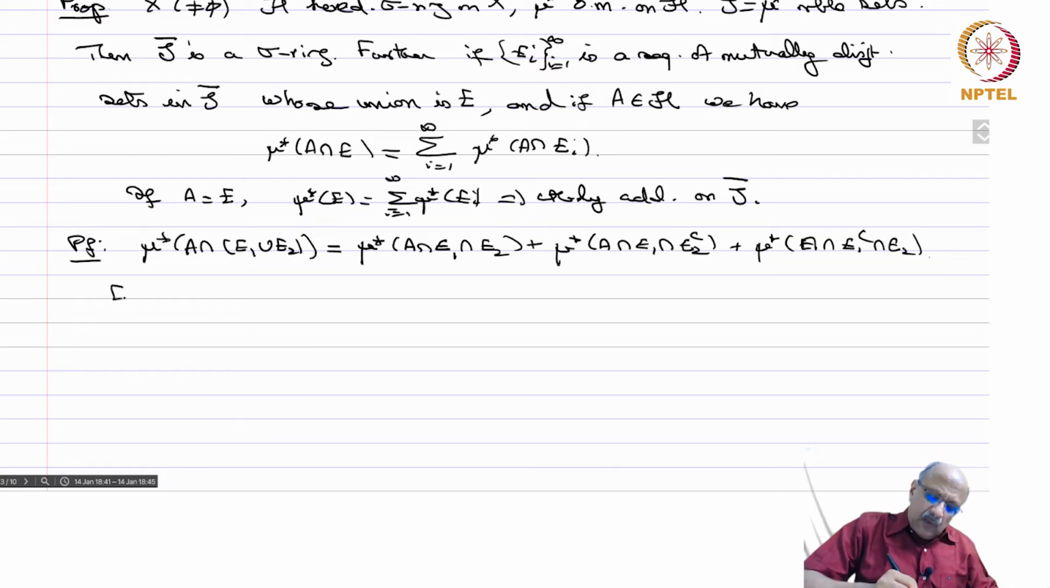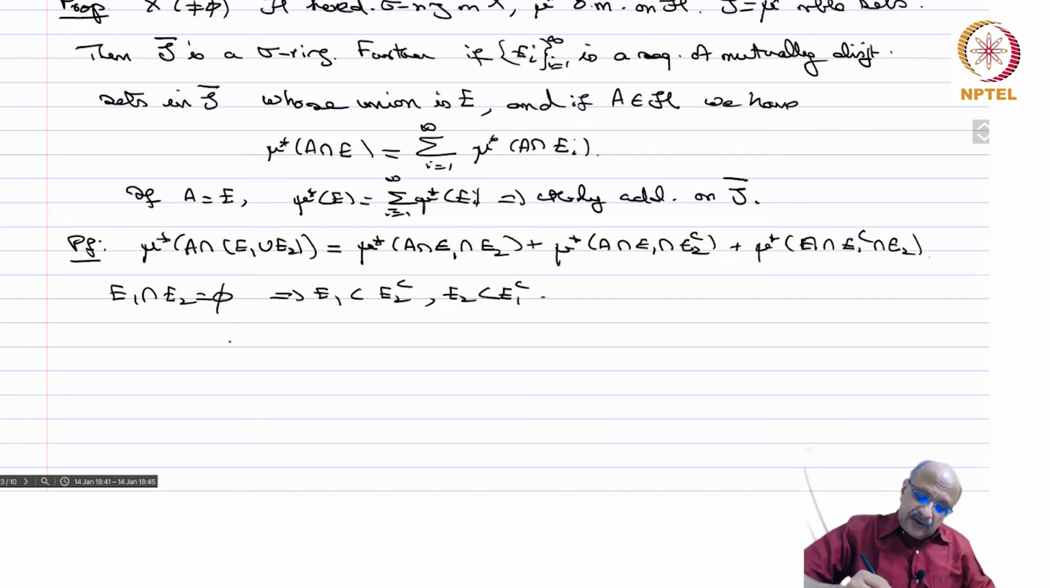So then if E1 intersection E2 is empty, then what do you have? That E1 is contained in E2 complement and E2 is contained in E1 complement. So you apply all these three things. So mu star of A intersection E1 union E2 equals, the first one E1 intersection E2 is empty, so the first term is 0. The second one is E1 is contained in E2 complement, so E1 is a smaller one, so that will give you mu star of A intersection E1. Similarly, the next one will give you mu star of A intersection E2.